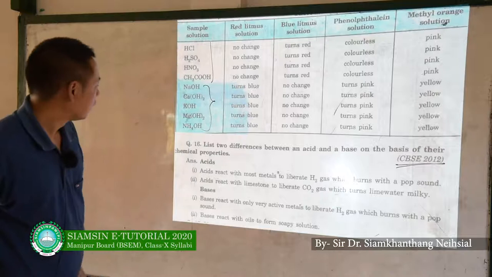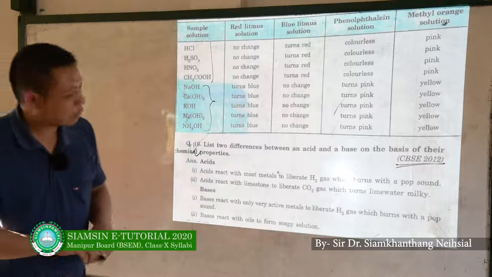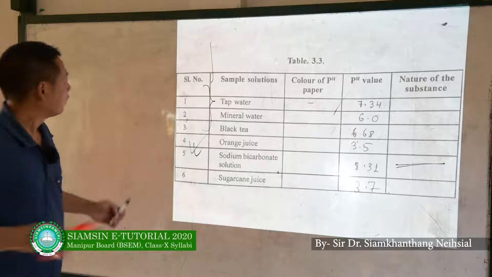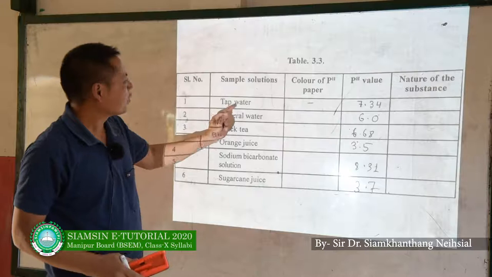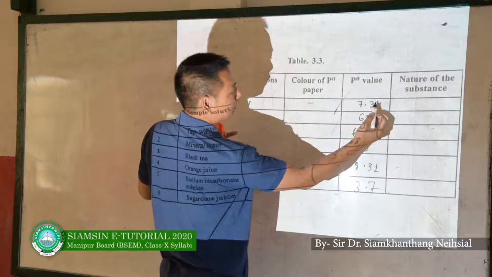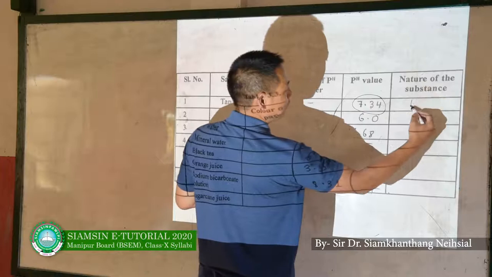Now for the pH scale in the textbook: tap water has a pH of 7. Also, a pH above 7 means the nature is alkaline or basic.